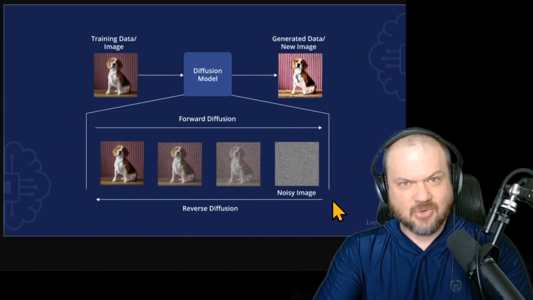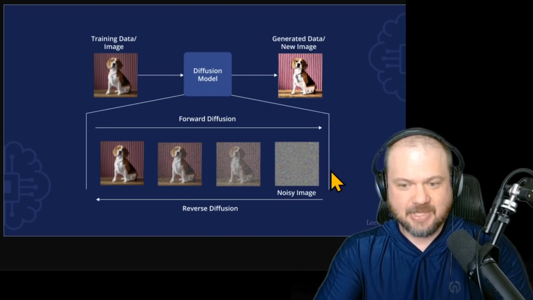And then we run it in reverse, right? So we take a random image with just random noise on it. We're like, okay, turn that into a dog.